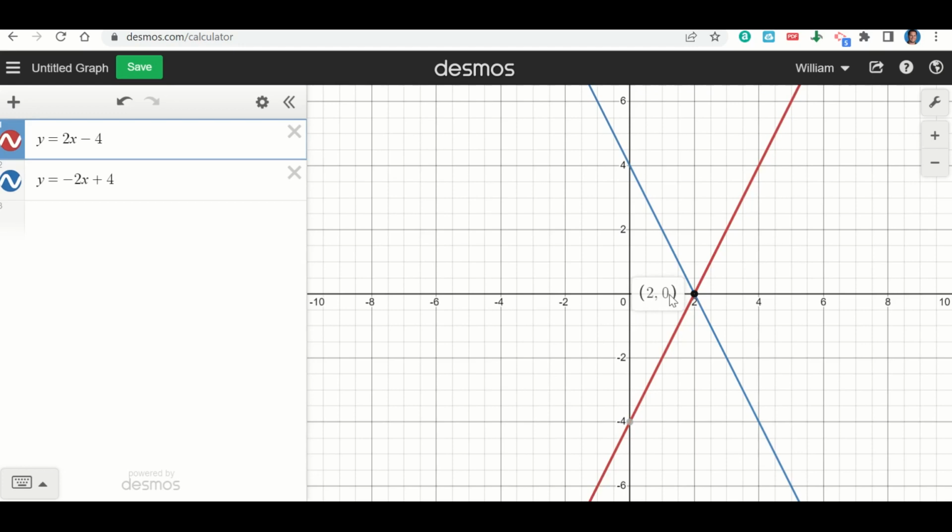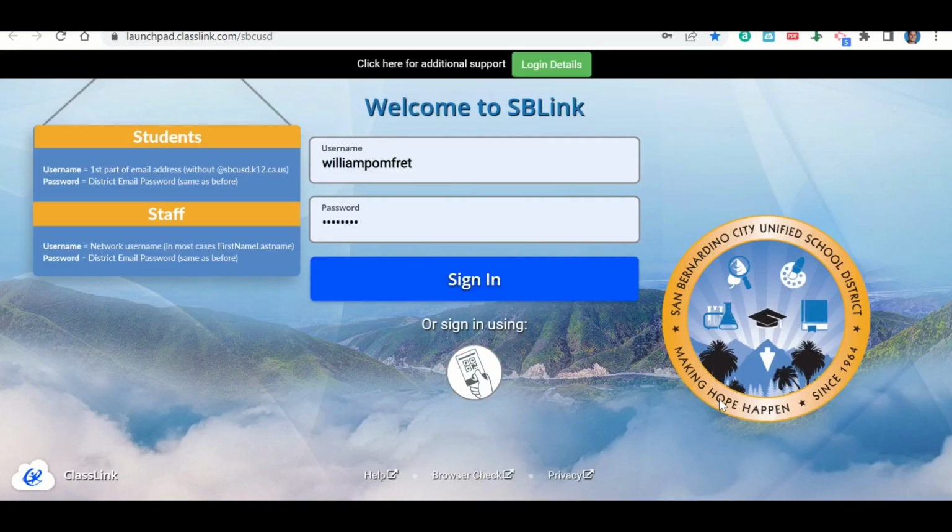So this is how you can check your work using Desmos when dealing with systems of linear equations. Let's talk now about how to access your assignments on IXL using SBLink.